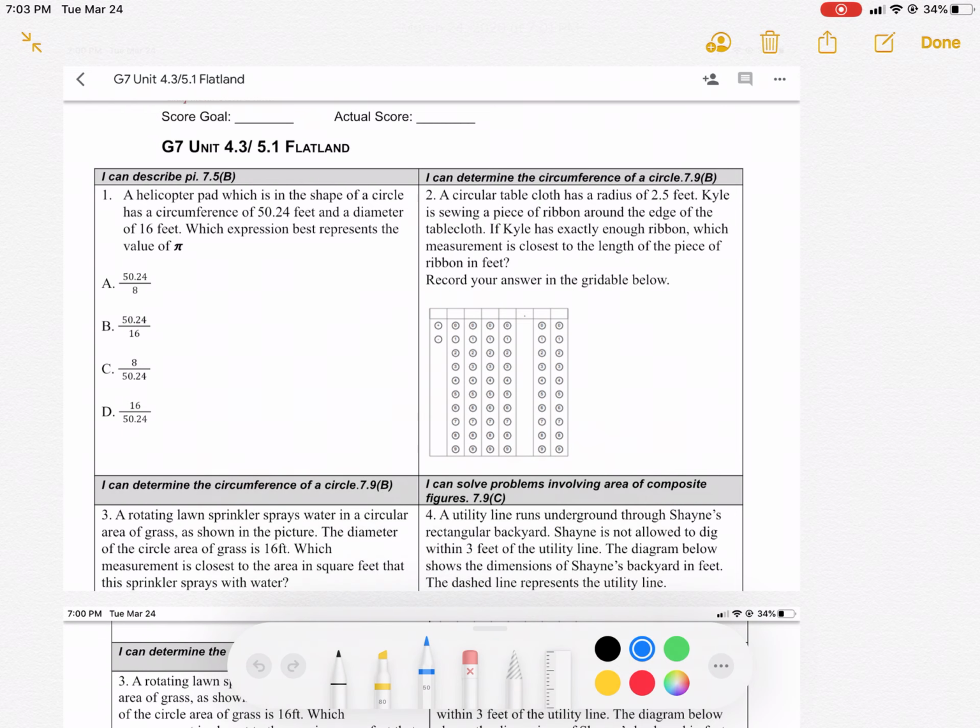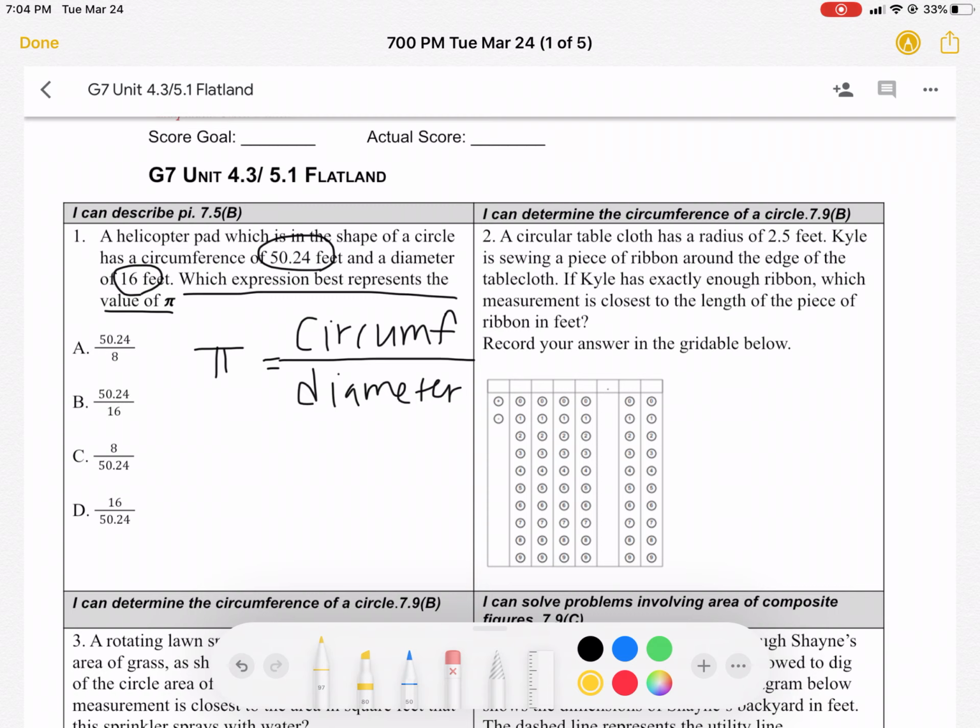Okay, so it says a circular tablecloth has a radius of 2.5 feet. Kyle is sewing a piece of ribbon around the edge of the tablecloth. If Kyle has exactly enough ribbon, which measurement is closest to the length of the piece of the ribbon in feet? So I'm going to underline my question. It says which measurement is closest to the length.